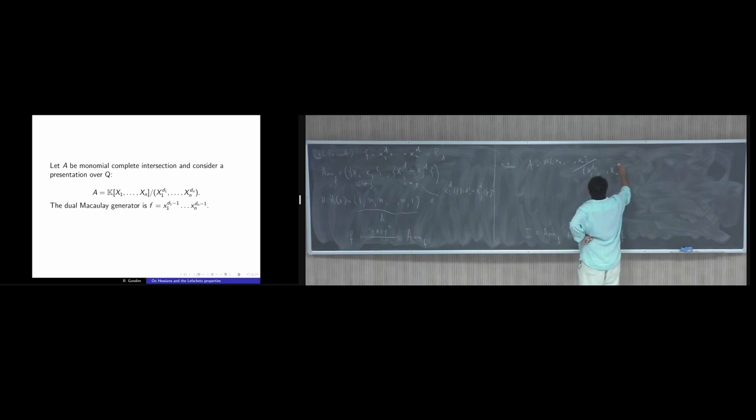In the monomial case, for instance, we know that any complete intersection is Gorenstein, so the question is, what is the dual generator, the Macaulay dual generator? And it's exactly this one. If you compute the annihilator of this guy, it's just the ideal I. These are two very easy examples. But in general, it's a very difficult open problem.